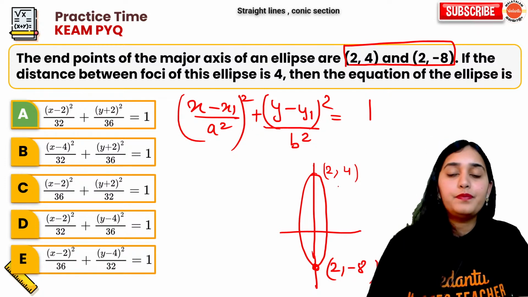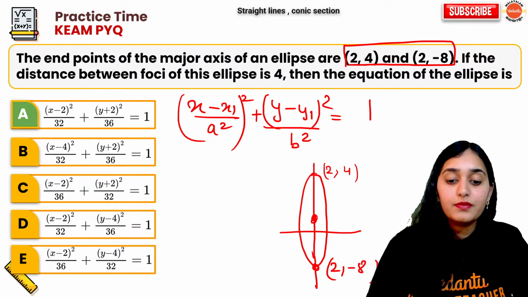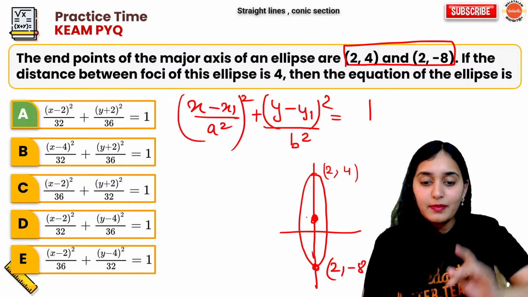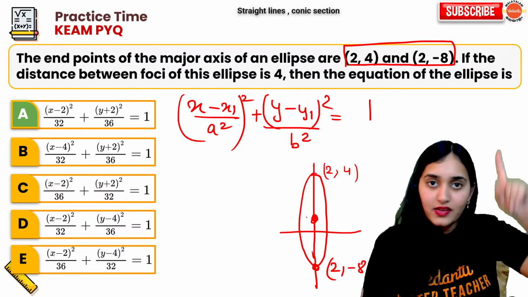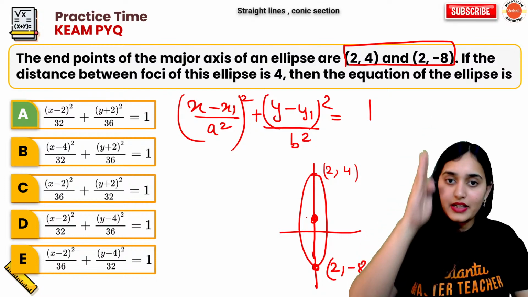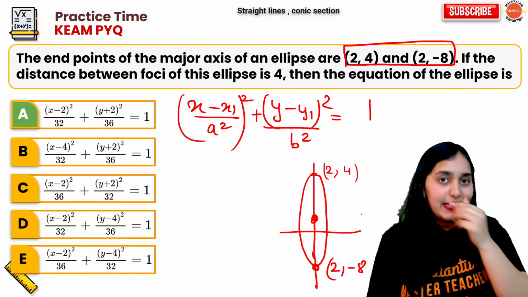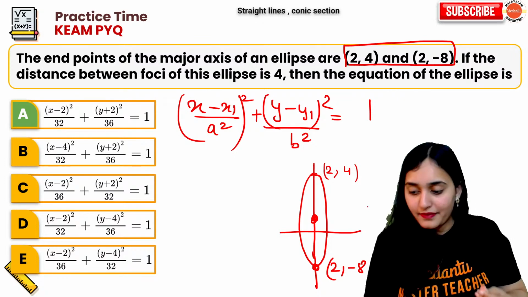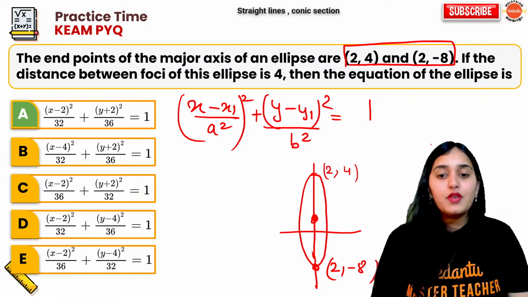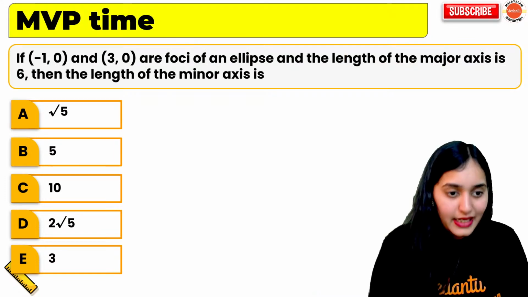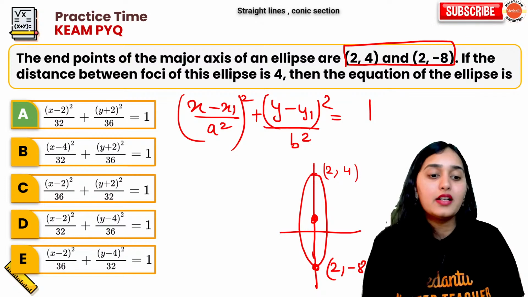Now here, what will be your center? Your center will be between... your x coordinate is not changing, your x coordinate will remain 2, but your y coordinate will be between 4 and minus 8. What is between 4 and minus 8? So from there you get the center of the ellipse and that will be your equation.